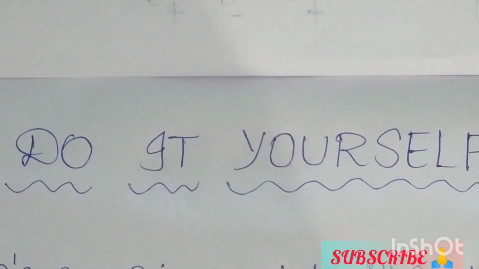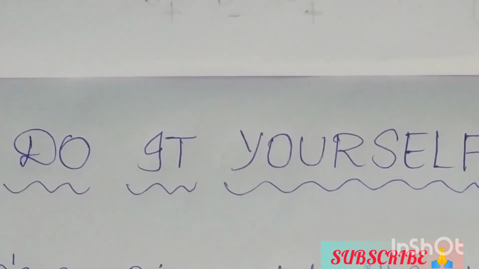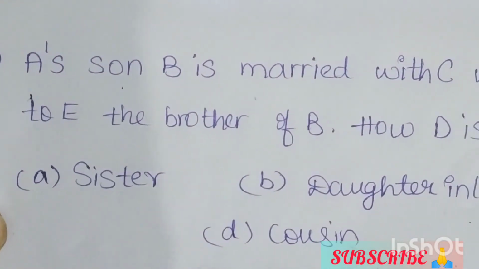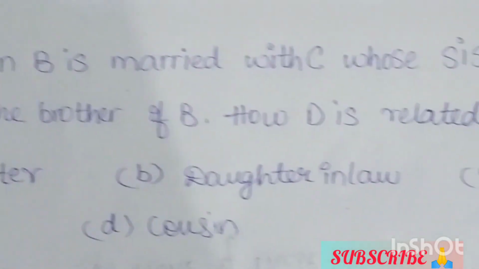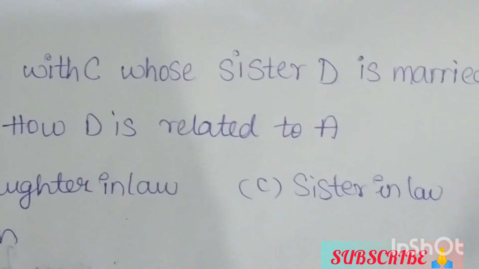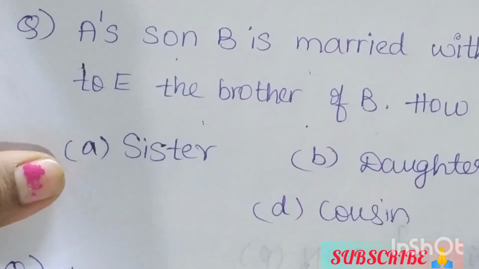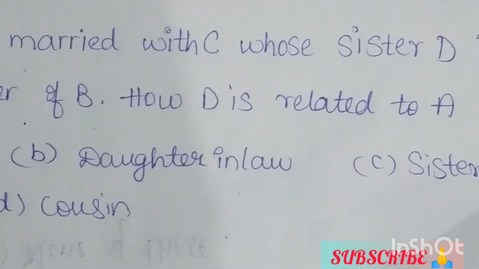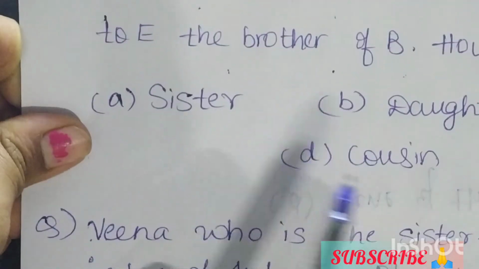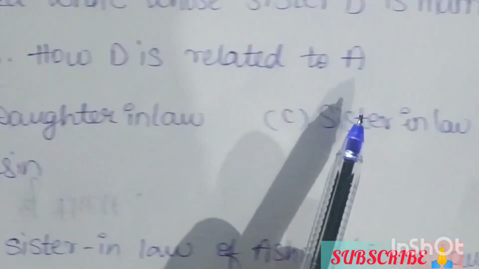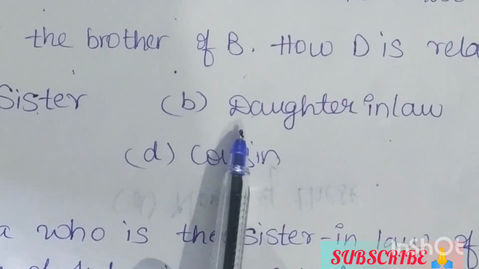Your do it yourself question is, the first question is, A's son B is married with C, whose sister D is married to E, the brother of B. How is D related to A? Our options: first option is sister, then B is daughter-in-law, C is sister-in-law, and D is cousin.